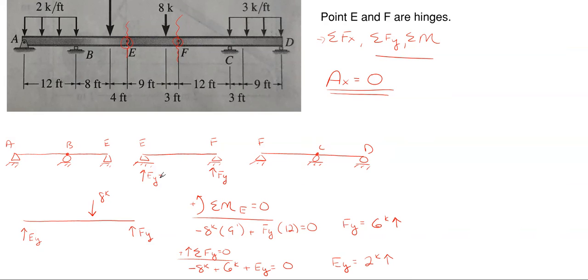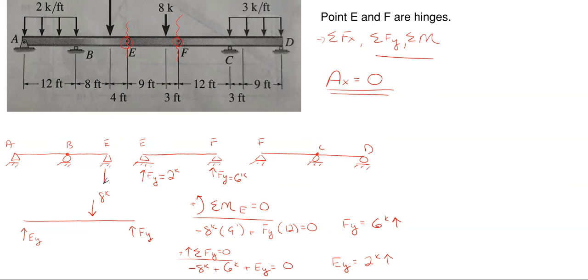So what I have going on here, if I go back to my broken apart free body diagram, I have 2 kips upward, and then I have 6 kips upward regarding the middle section. Now that I have EY and FY, I can go to either my left side or my right side in order to solve for the actual reactions of this member. It doesn't matter which one you go to, but let's work from the left side here. I know that EY is 2 kips. It is upward on this segment.